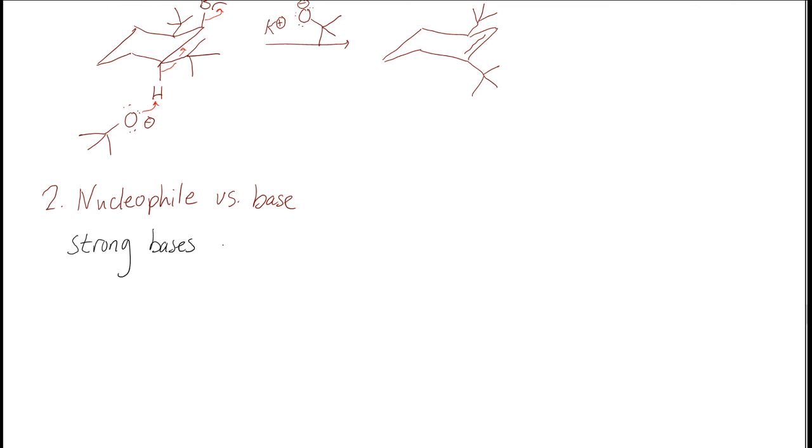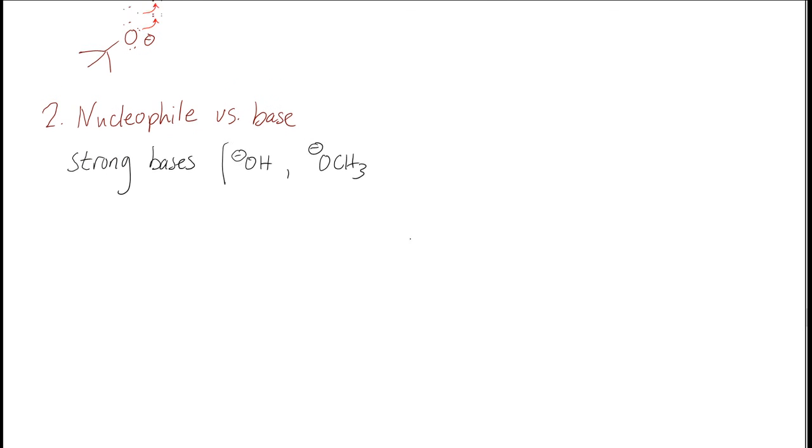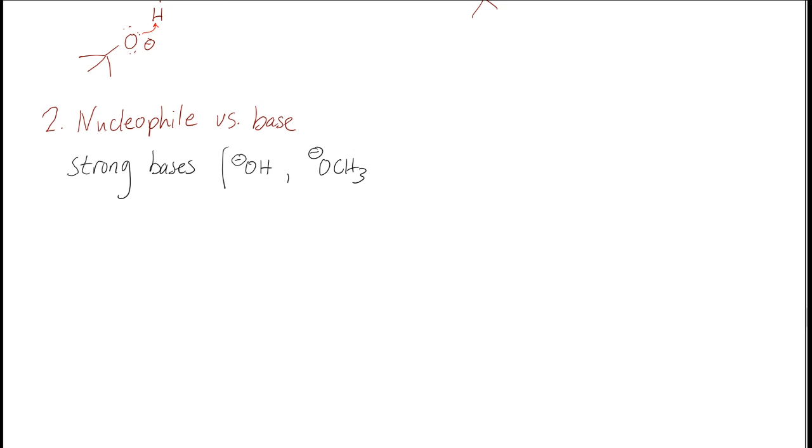So strong bases, and when I say strong bases, I mean things like hydroxide and similar. So negatively charged small things like that. There are other elimination bases that are, I don't think this book actually talks about them much. So we're going to stick to the oxide bases.